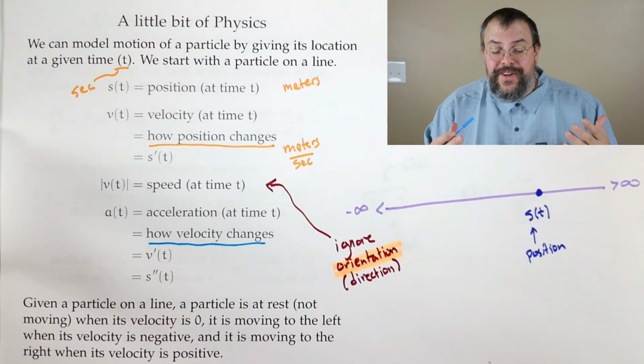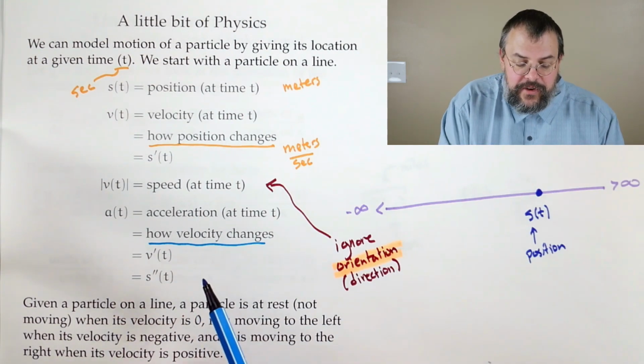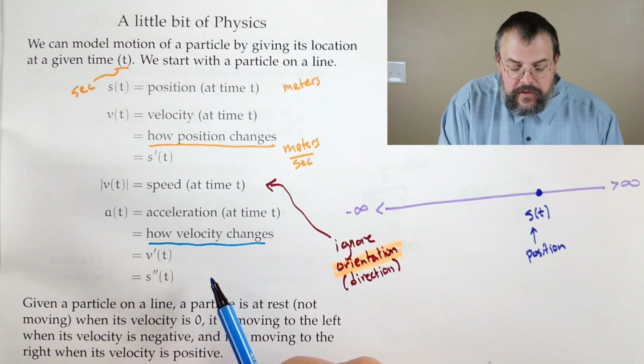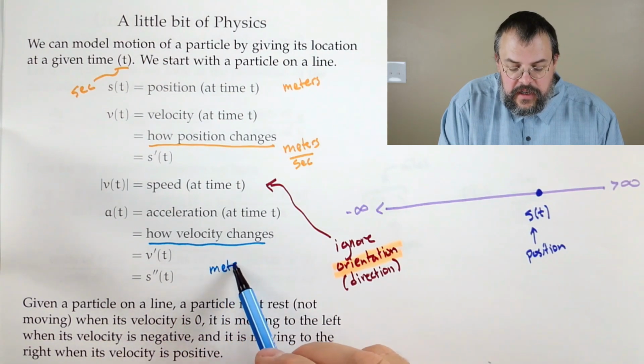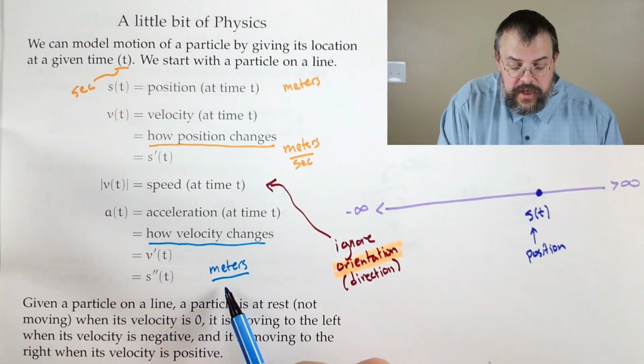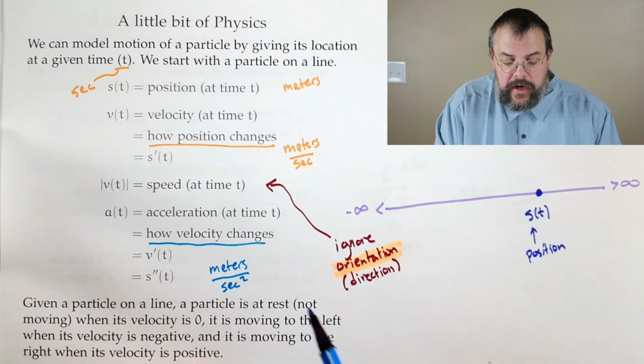Now let's talk about the units. So it's the second derivative. If I think about the units, I say, hey, it's the units of s, which is meters, and then divide by the units of t squared, because there were two derivatives. Meters per second squared. Good.